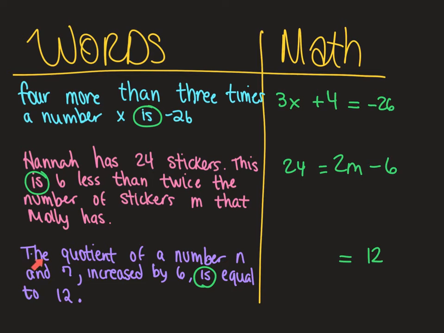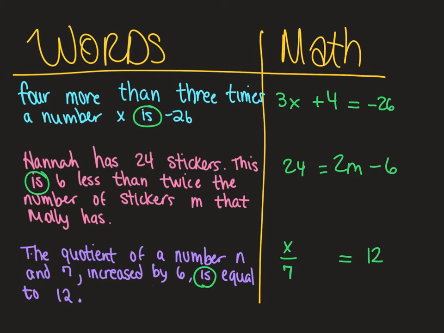We've got the quotient of, well, I know that's going to be a division, and most of the time math people do a fraction. So I know I'm going to have a fraction. The quotient of, here's the first thing, so that goes on top. Here's the second thing, that goes on the bottom. So I've got an n, I've got a 7.